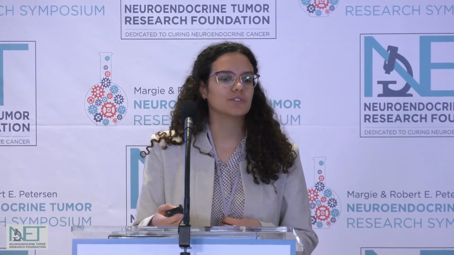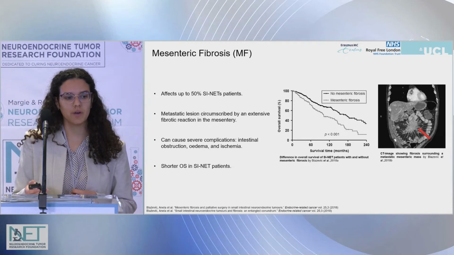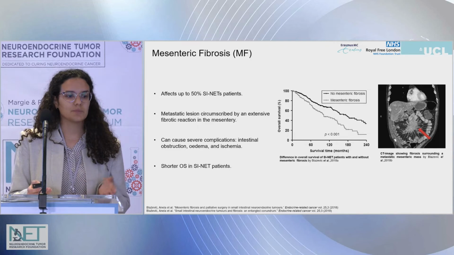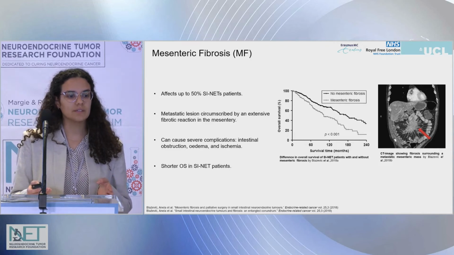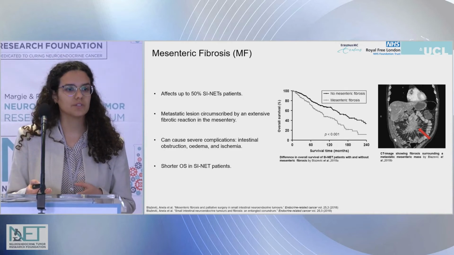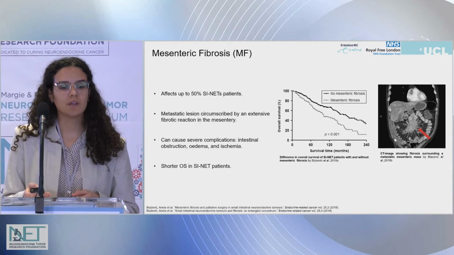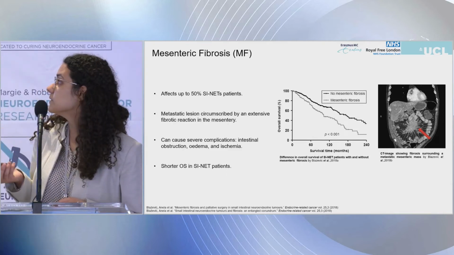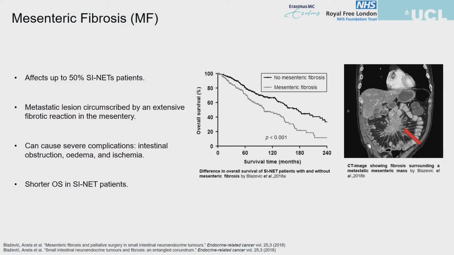Hi everyone. We would first like to thank the Foundation for the opportunity to present our data here today. I'll start with a bit of background on mesenteric fibrosis, or MF. MF affects up to 50% of patients with SI-NETs. It's a very common complication, and it occurs when there is a fibrotic reaction around the metastases in the mesentery, which can then lead to the development of a larger mass, as you can see on the CT image on the right. This then leads to other severe complications in patients and also a shorter overall survival, as we see in this graph.